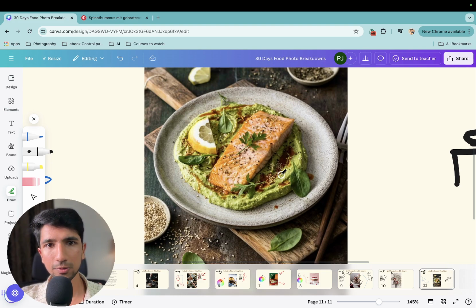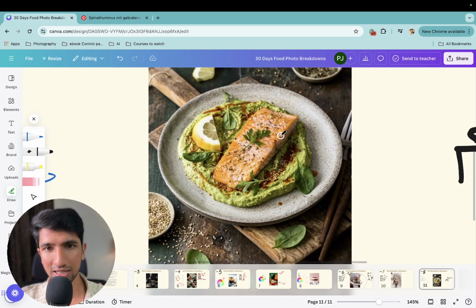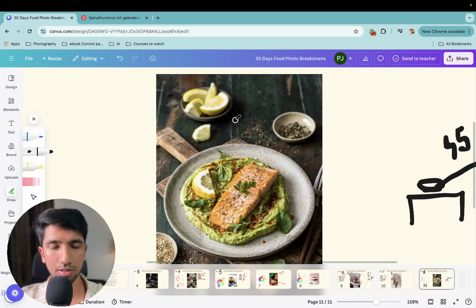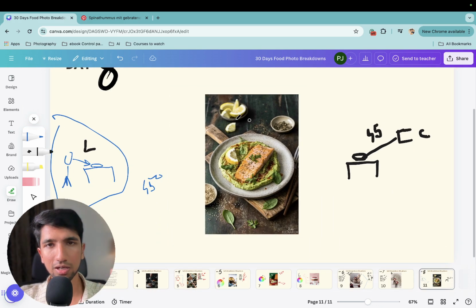So it might be hummus. There is some fish as well, and there are some leaves and sesame and black pepper and lemon, right? So the photographer is trying to showcase the recipe of this food dish, which is hummus with fish, right? And they have used the food ingredients to tell the story in a unique manner.